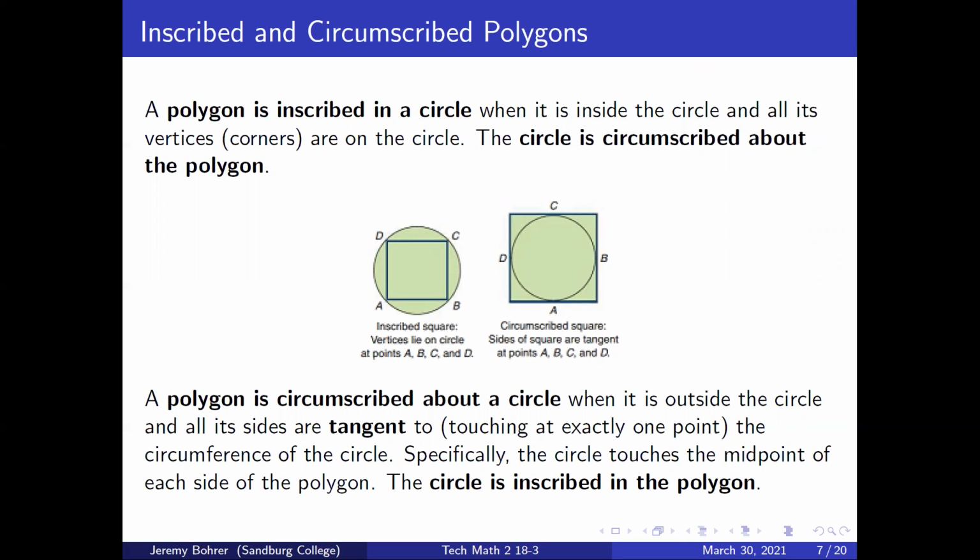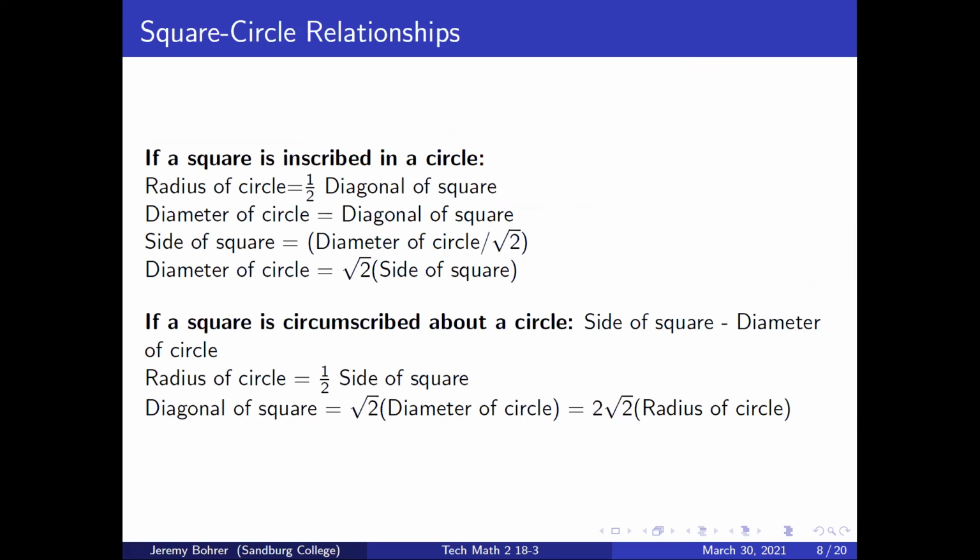A polygon is circumscribed about a circle when it is outside the circle and all its sides are tangent to, touching at exactly one point, the circumference of the circle. Specifically, the circle touches the midpoint of each side of the polygon. The circle is inscribed in the polygon.